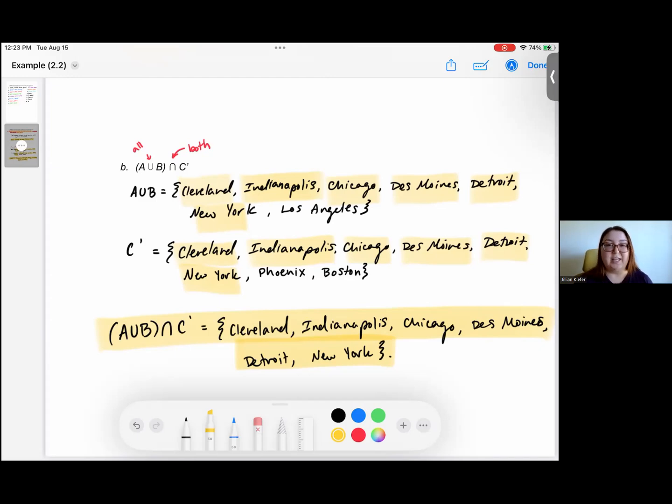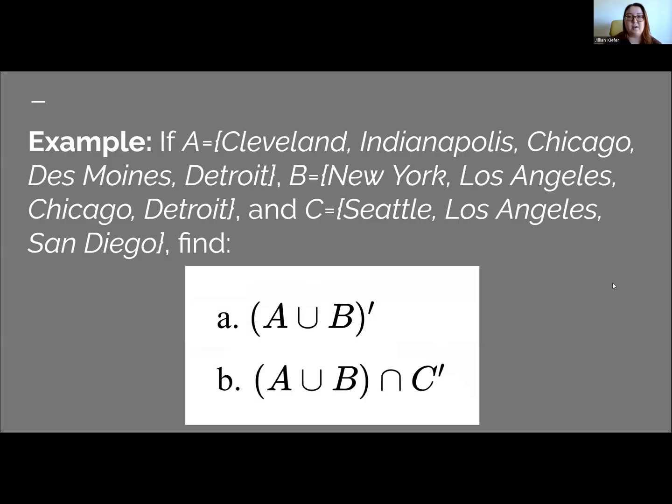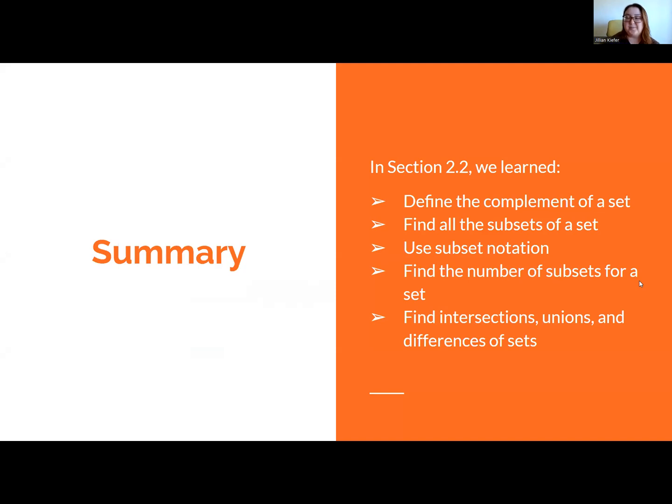So, all right, that wraps up our example there. Let's go back on over to our lecture. All right, this was our last example, and that wraps up section 2.2. So in summary, in section 2.2, we learned how to define the complement of a set, find all the subsets of a set, use subset notation, find the number of subsets for a set, and find intersections, unions, and differences of sets. So, all right, that wraps up section 2.2, and I'll see you in the next one.